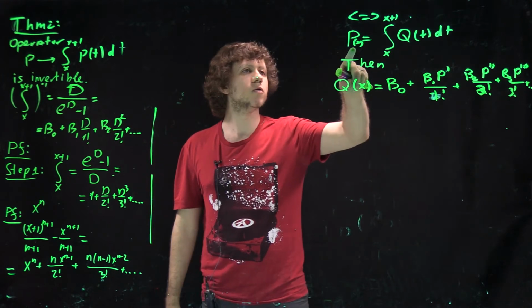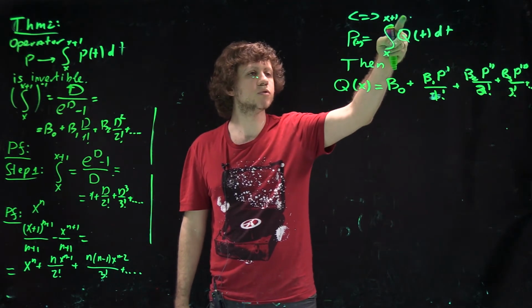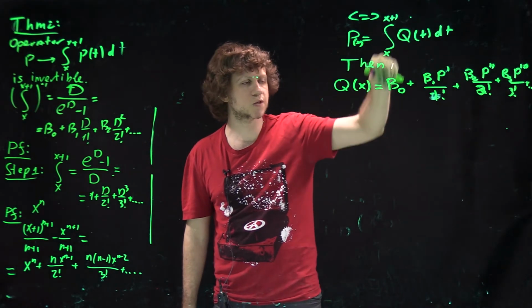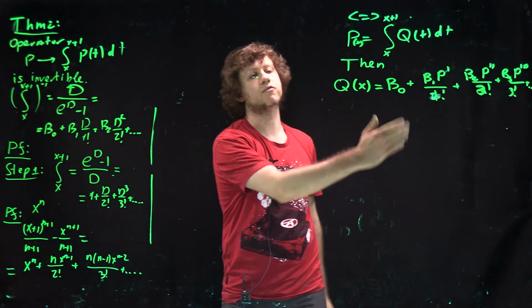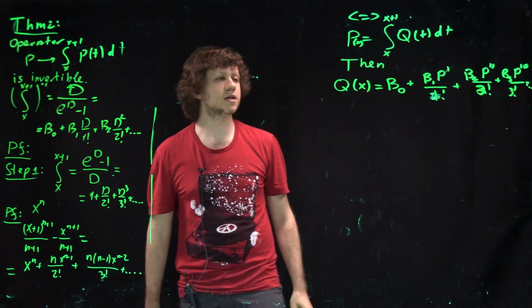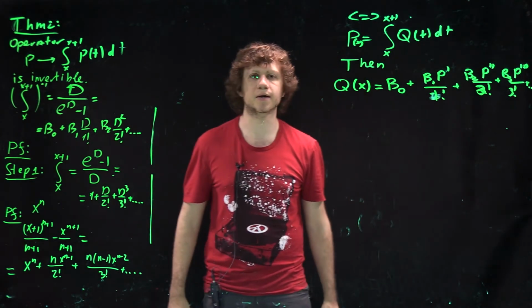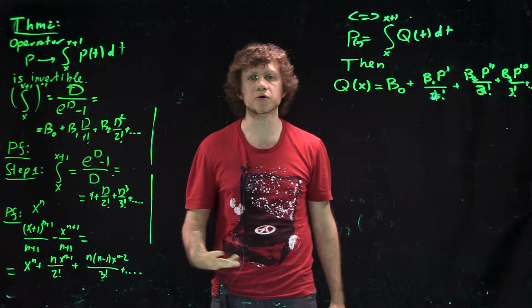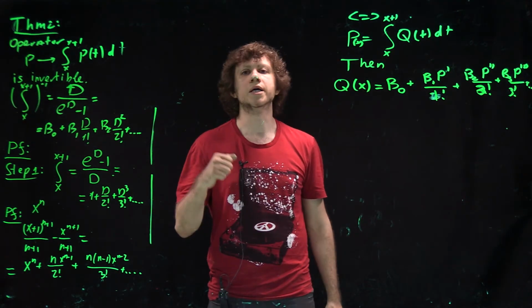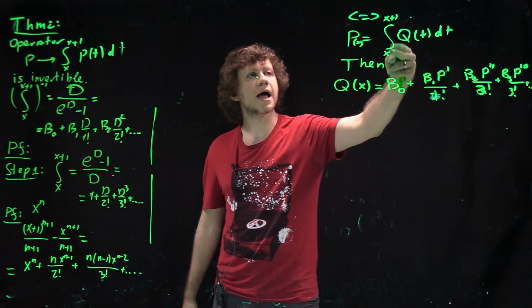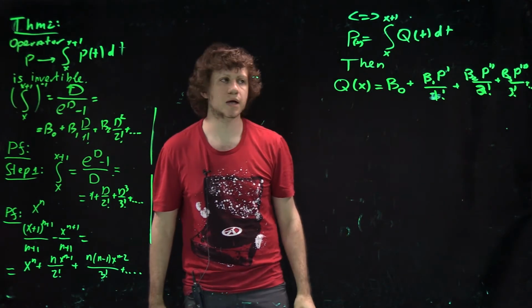So if you know that P is an integral of Q, you can compute Q completely explicitly. I mean, this integral should be from x to x plus 1, and then you have a formula with Bernoulli numbers. This is why Bernoulli numbers appear over and over, because they give you the inverse of the integration from x to x plus 1 operation.